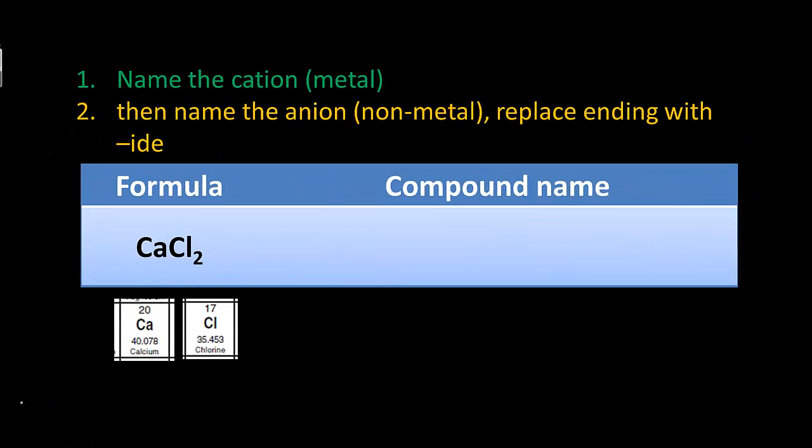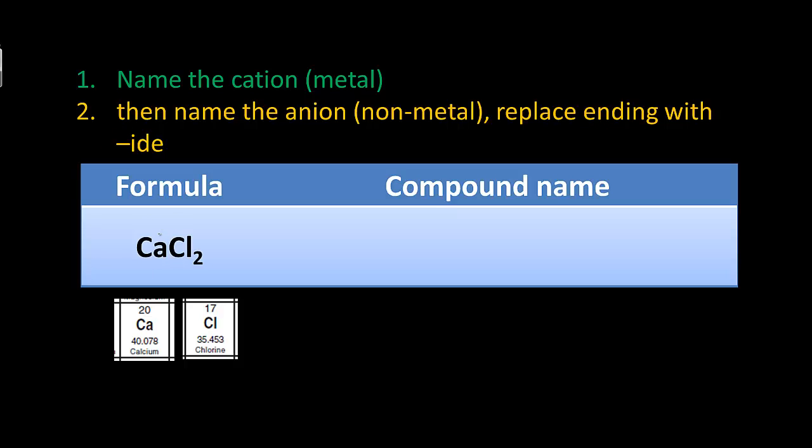Hey chemistry students, today we are going to talk about ionic nomenclature. Now the first thing we do when we name ionic compounds is we name the cation or the metal first. Step 2 is then we name the anion or the nonmetal and we replace the ending with IDE.